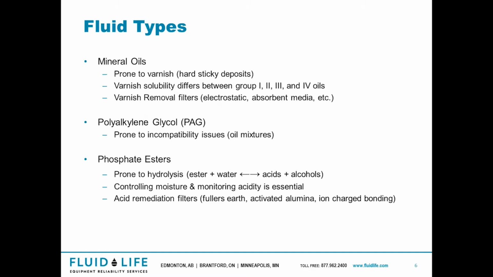There are three main types of lube oils in use in turbines. The most popular one being your standard mineral oils. These mineral oils are very prone to varnish, which are hard, sticky deposits. They are soluble with varnish, and most will differ between groups 1 to 4. And varnish removal filters are something that you should be thinking about if you're running a basic mineral oil in your turbine. The second most popular would be your polyalkylene glycols, or your PAGs.